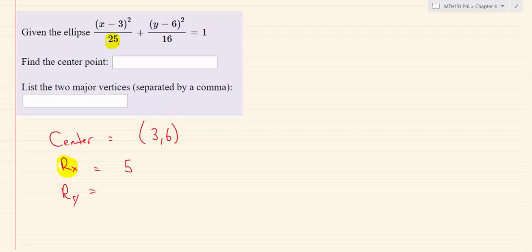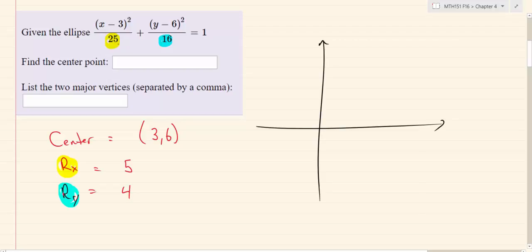And for r sub y, you're looking at the radius under the y term. You'd square root that, and you'd get a 4. So could we sketch this? We have a center point at 3, 6. My radius in the x direction is 5 units. So starting at my center point, I go 5 units. I also go 5 units the other way. My radius in the y direction is 4. And that creates 4 points, 4 vertices.